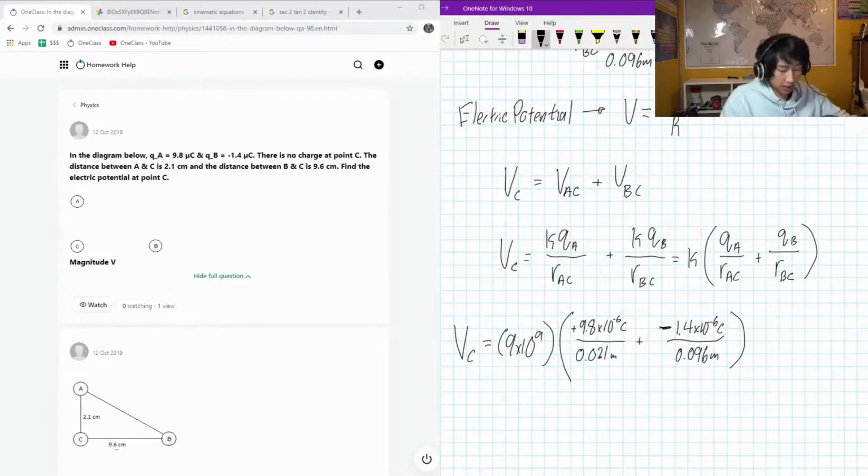Cool, so let's send this to our calculator and figure out what this is going to be. 9 times 10 to the power 9 times, 9.8, oh, this all has to be in brackets, times 10 to the negative 6, divided by 0.021, minus, don't forget the minus, 1.4 times 10 to the power negative 6 divided by 0.096, close the brackets, and I got an electric potential calculation that is pretty large, can't lie.